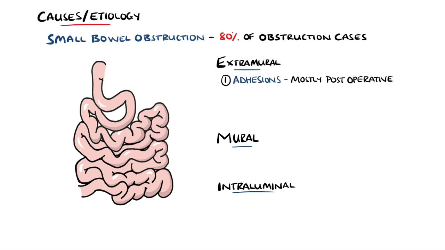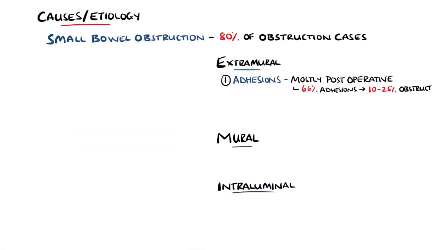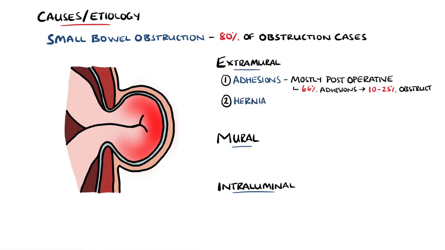They are bands of scar tissue that form as a result of the surgery and can cause the affected tissue to stick together, which in the case of the intestines can make them kink or twist, leading to an obstruction. Around 66% of people will have post-op adhesions, with 10 to 25% of these patients going on to develop an obstruction. Adhesions can also occur in some instances without surgery. Hernias are another common cause, in particular inguinal hernias.